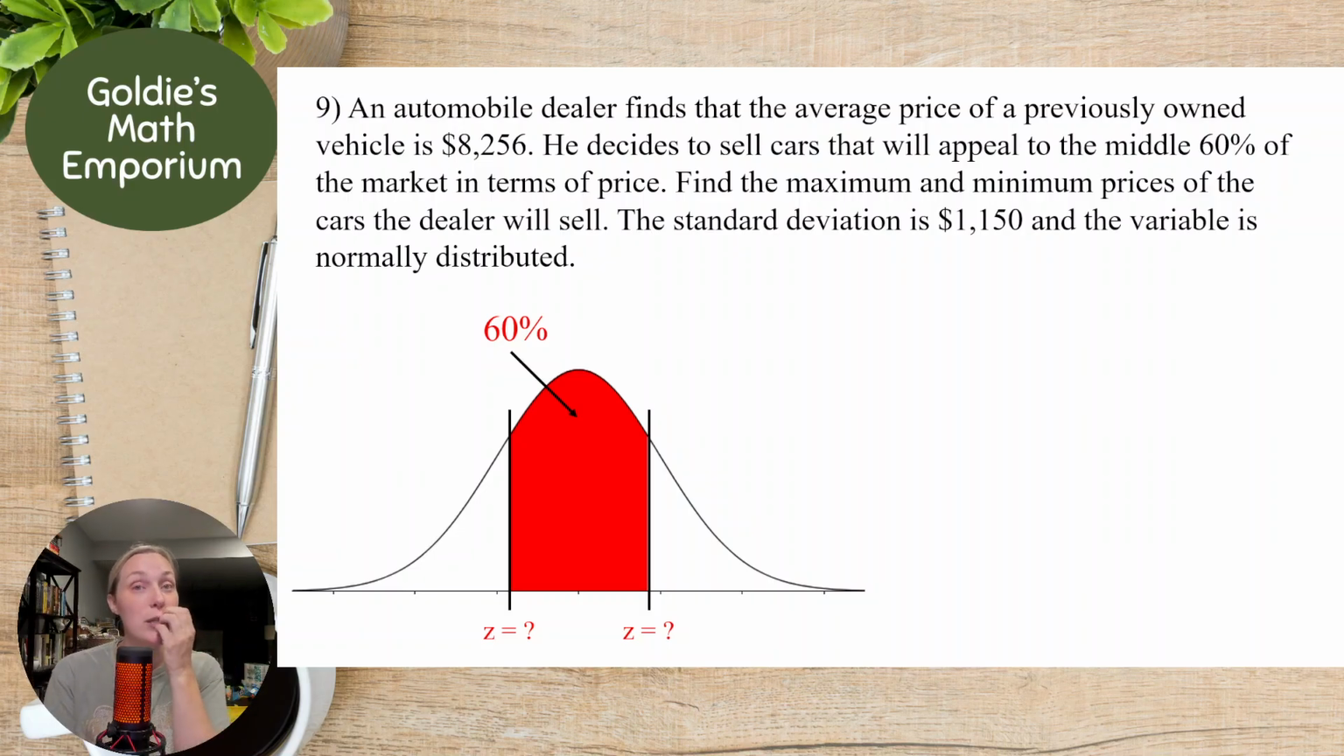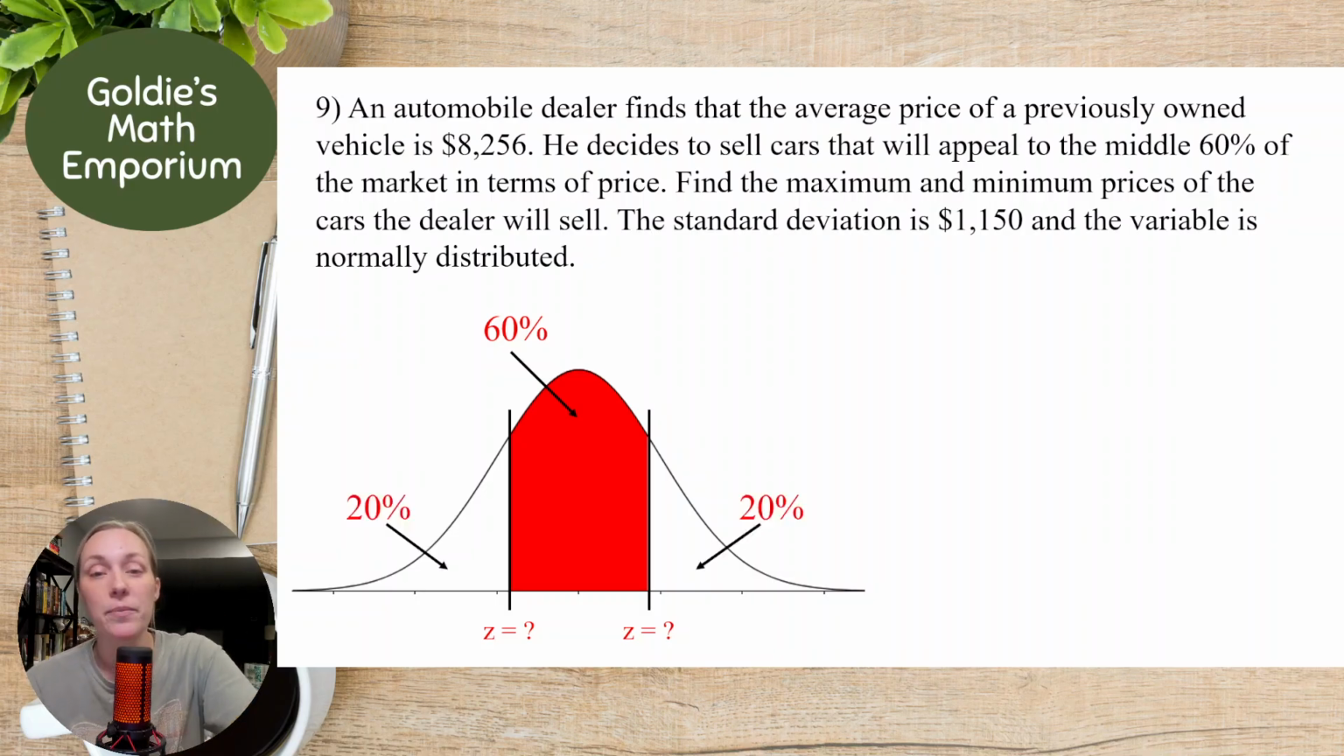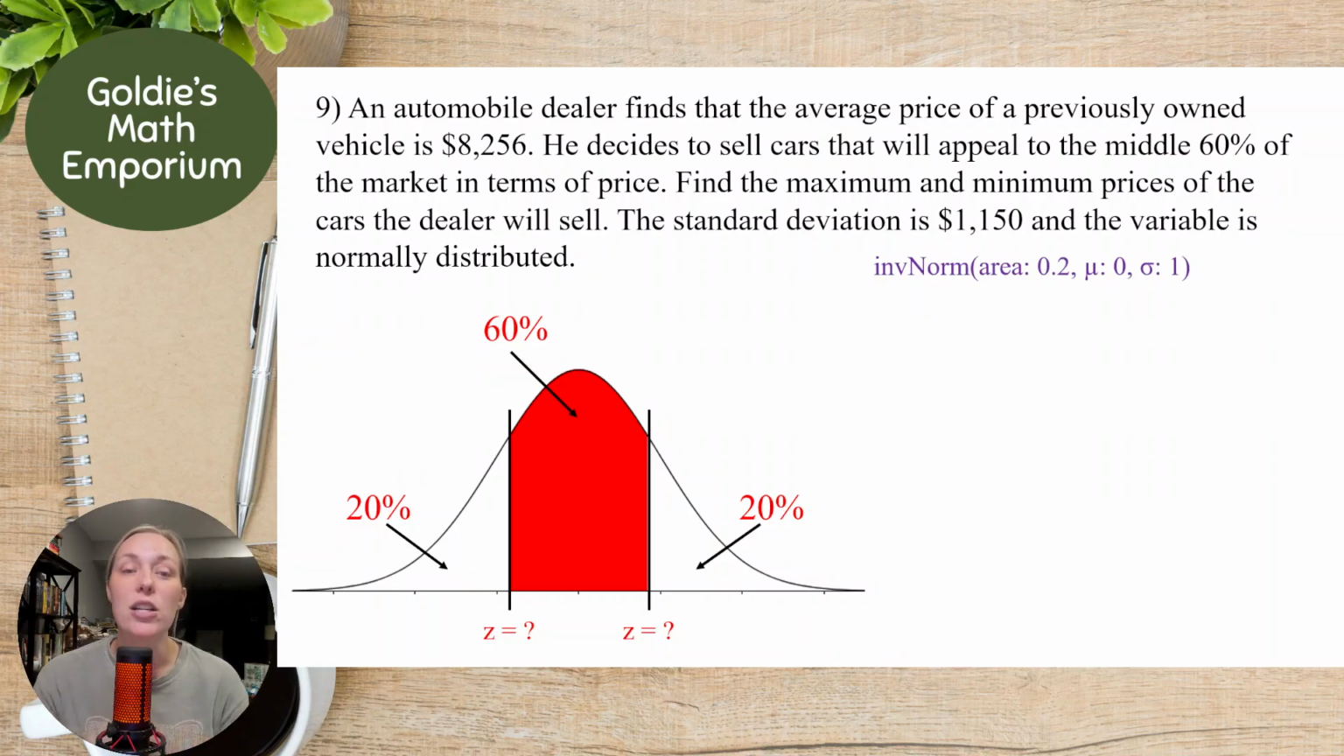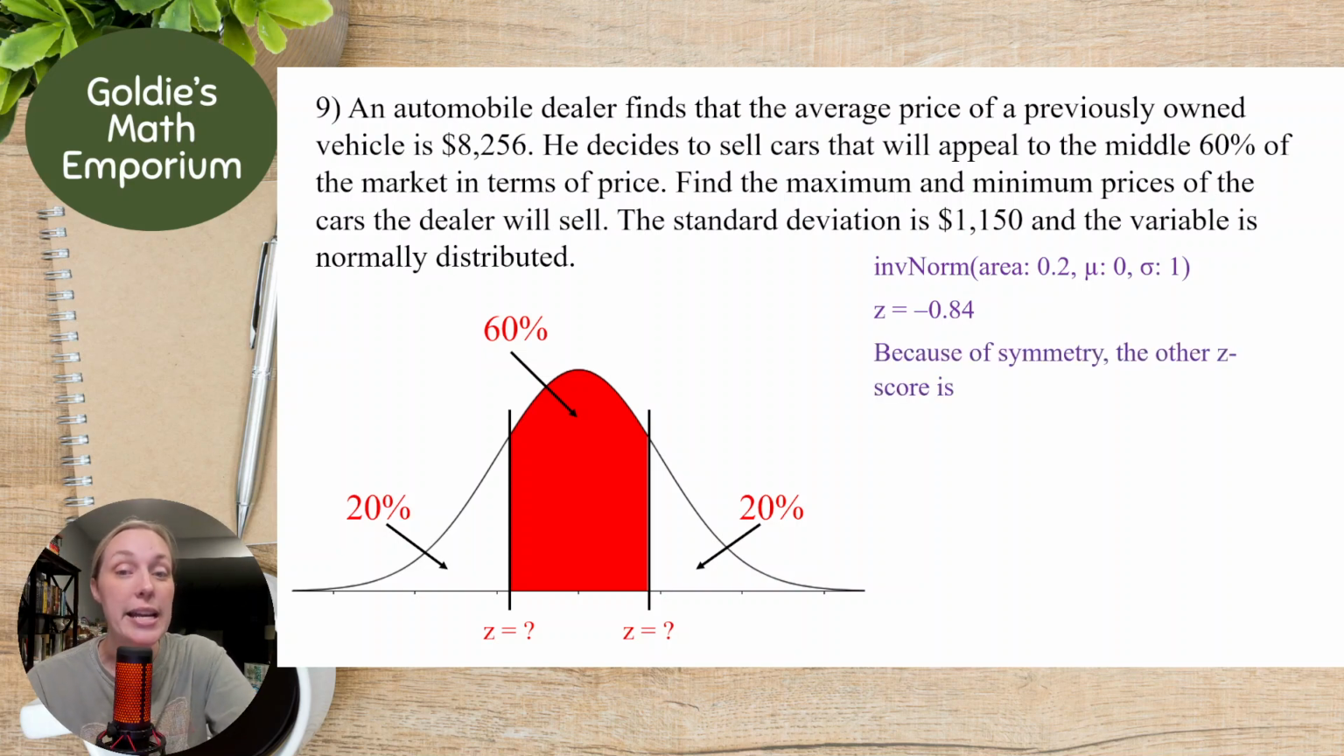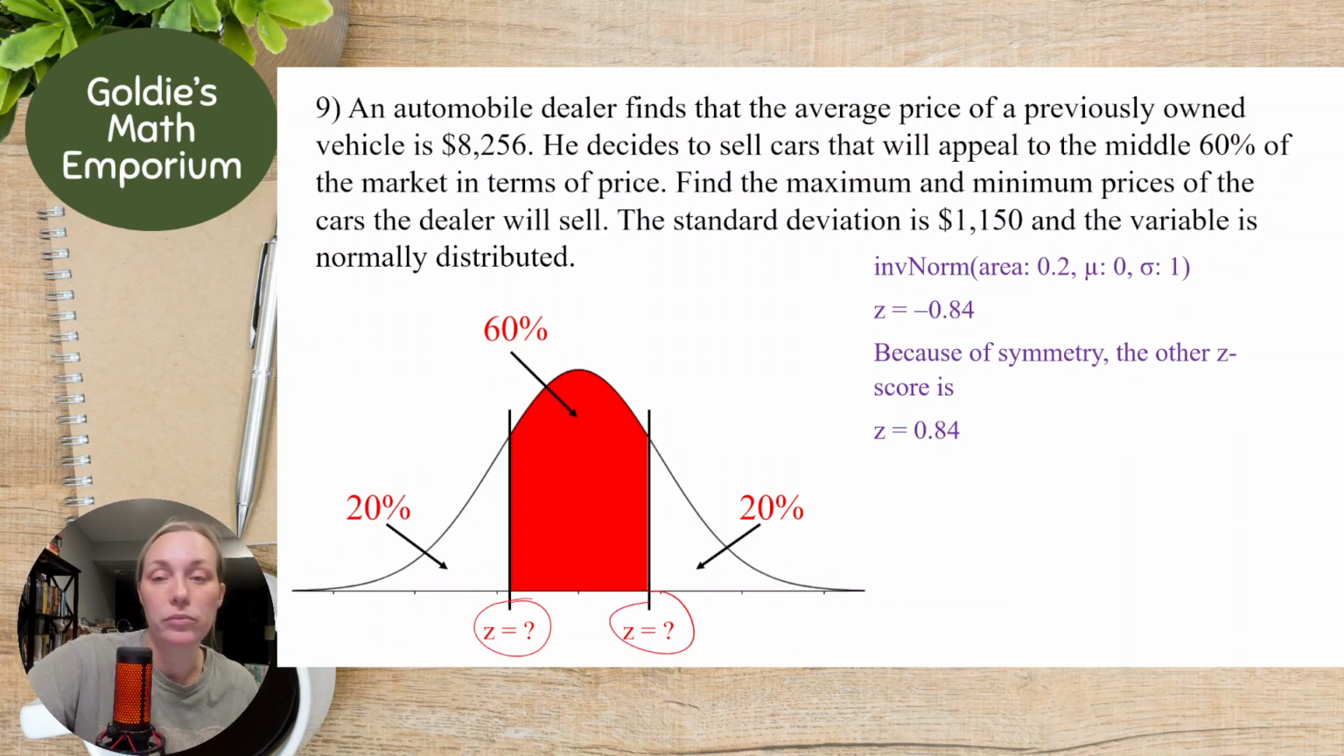Now we're trying to find the two z-scores that are the boundaries. So 20% is in each of those tails. And again, know what calculator you are using with your inverse norm. Know how to find your z-scores. I use the area to the left of my first z-score, which is 0.2, with a mean of 0 and standard deviation of 1, and that gives me a z-score of negative 0.84. Because of symmetry, the other z-score is going to be positive 0.84. So those are my two z-scores.